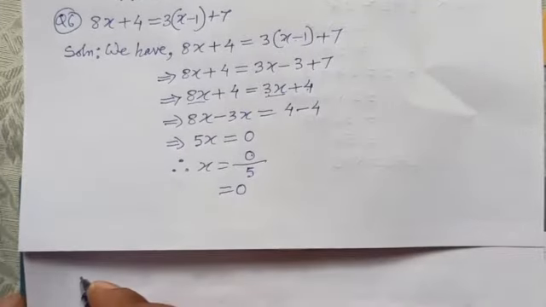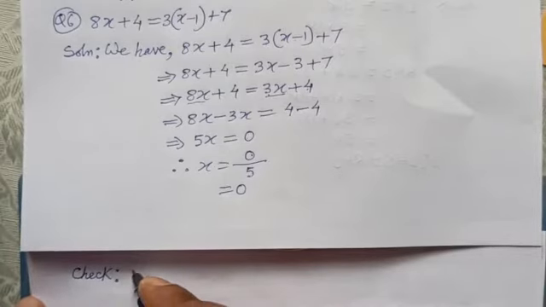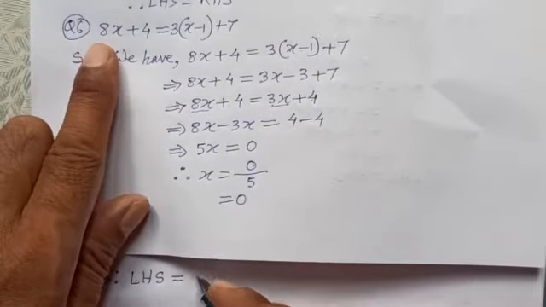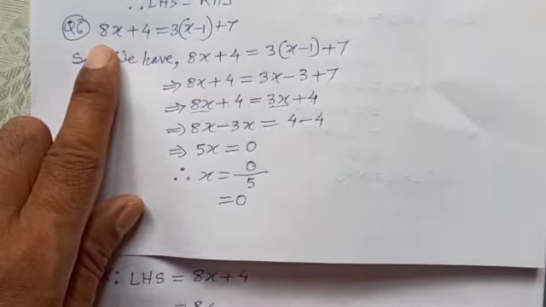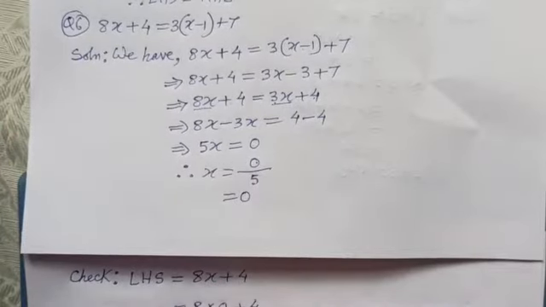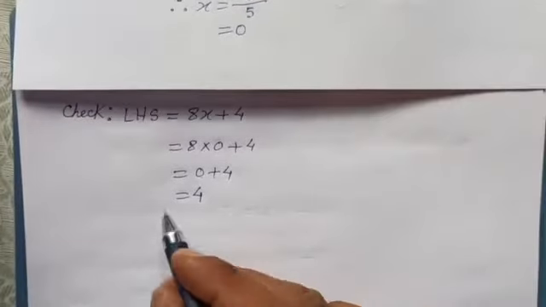Now, check. Let us take the left-hand side. Left-hand side is 8x plus 4, which is equal to 8 into x is 0, plus 4. We have to do multiply first. 8 into 0 is 0, then plus 4. 0 plus 4 is, we know, 4. Understand or not?